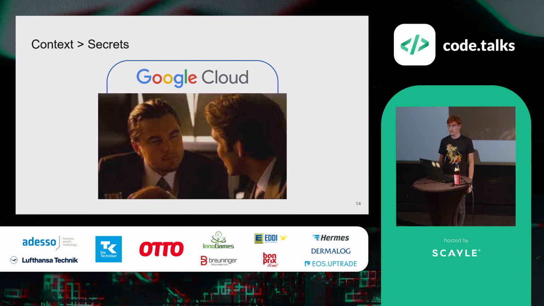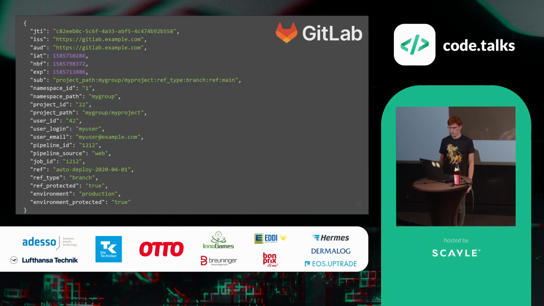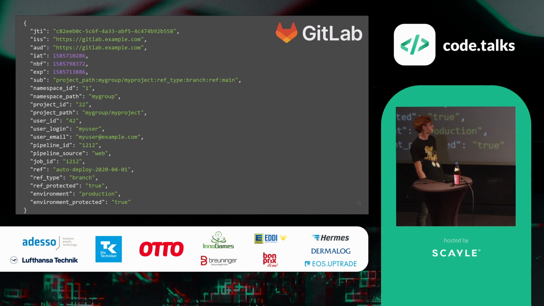So how does that even work with looking at the context? Well, let's go really deep now. This is how a context can look like that's coming from GitLab. This is just a JSON document, and that JSON document actually contains some really valuable information that we need to have in order to make sure that the GitLab job is really a valid one.